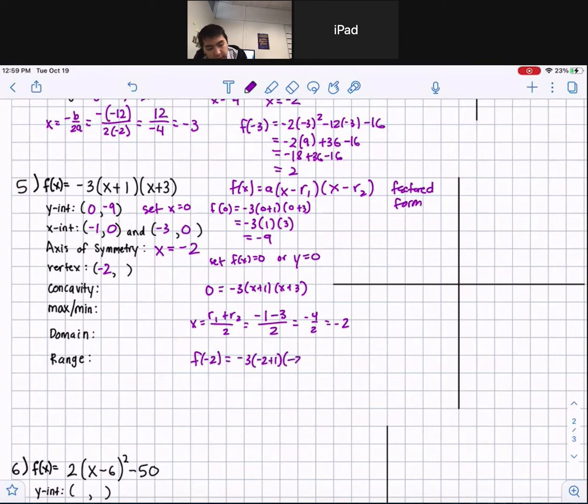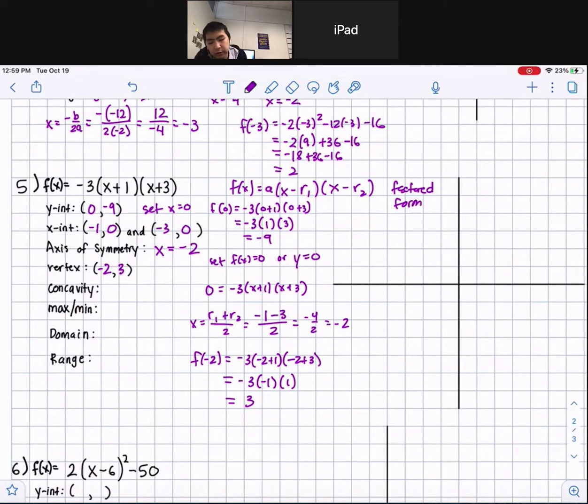Negative 2 plus 1, negative 2 plus 3. Negative 3 times negative 1 times 1, which is positive 3. Negative 3 times negative 1 is positive 3. 3 times 1, 3. So, there's your vertex.